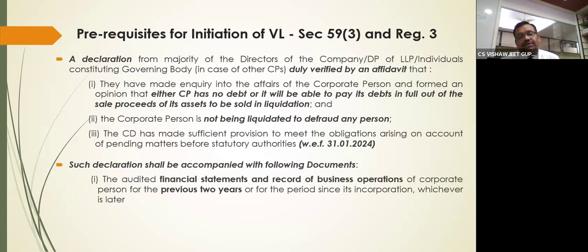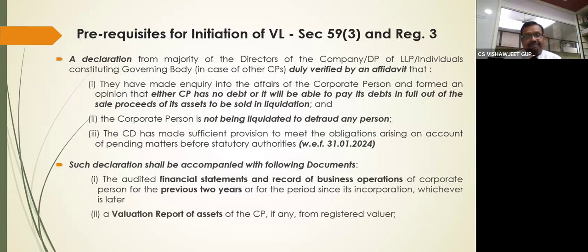So 2 years of financial statements and record of business operations are required to be enclosed with the declaration, or for the period since incorporation. Suppose the company has been incorporated for less than 2 years, then the company will have to enclose the financial statements and record of business operations for that period, whichever is later. And the valuation report of the assets of the corporate person, if any, from a registered valuer. So if the company has assets, then a valuation report is required to be submitted along with the declaration.